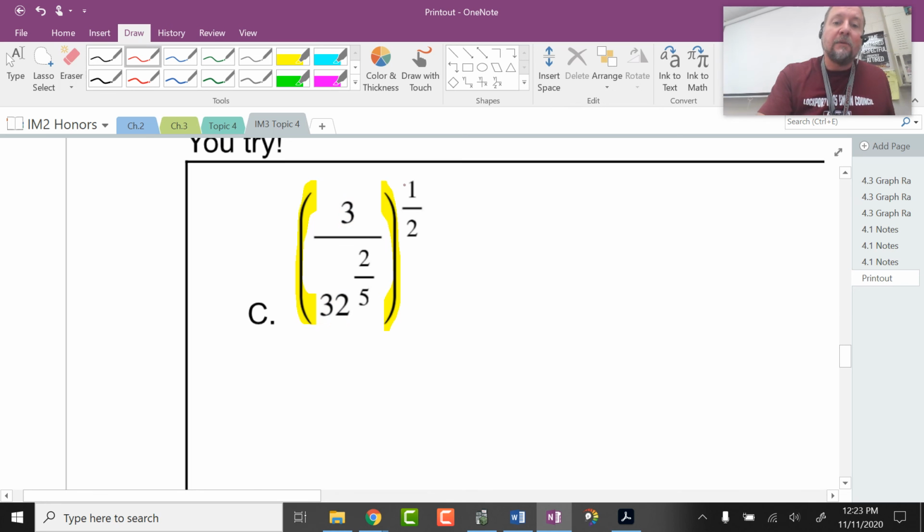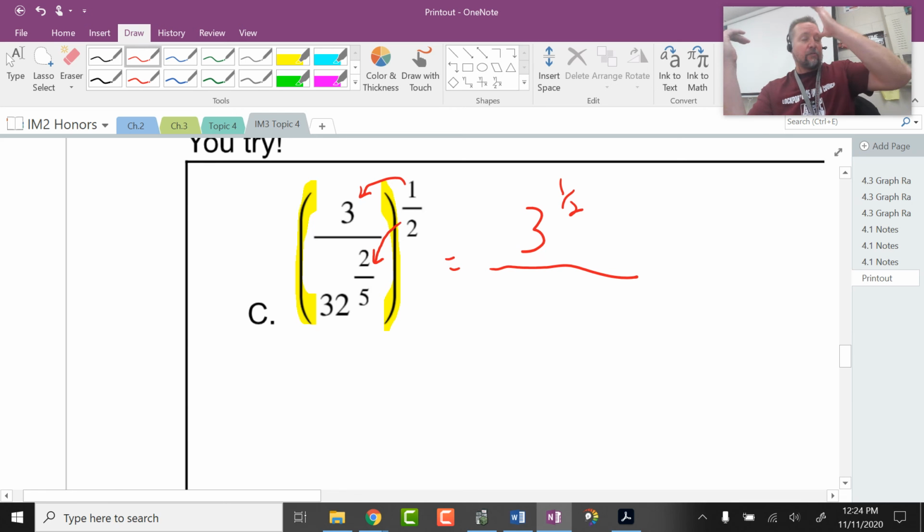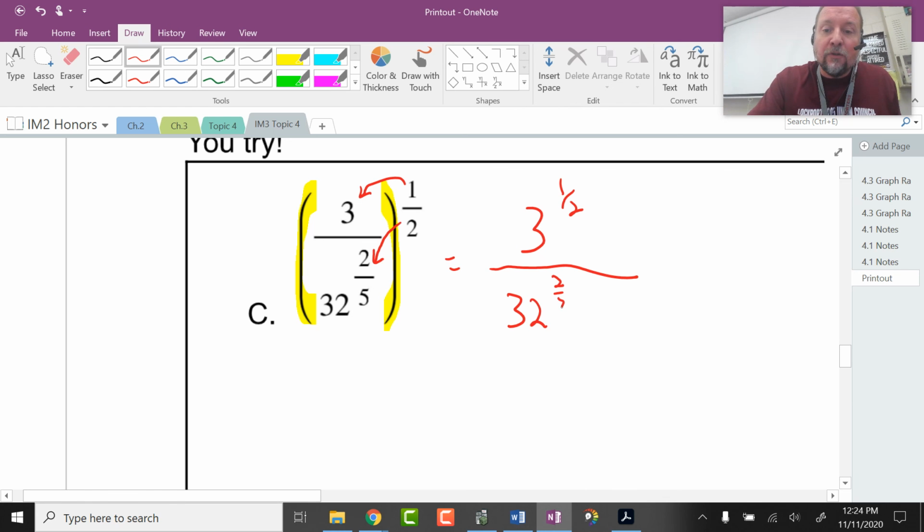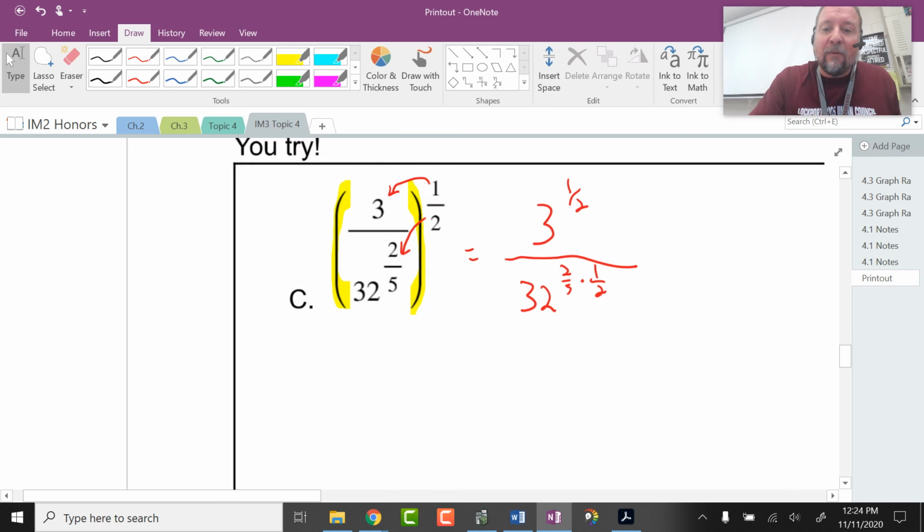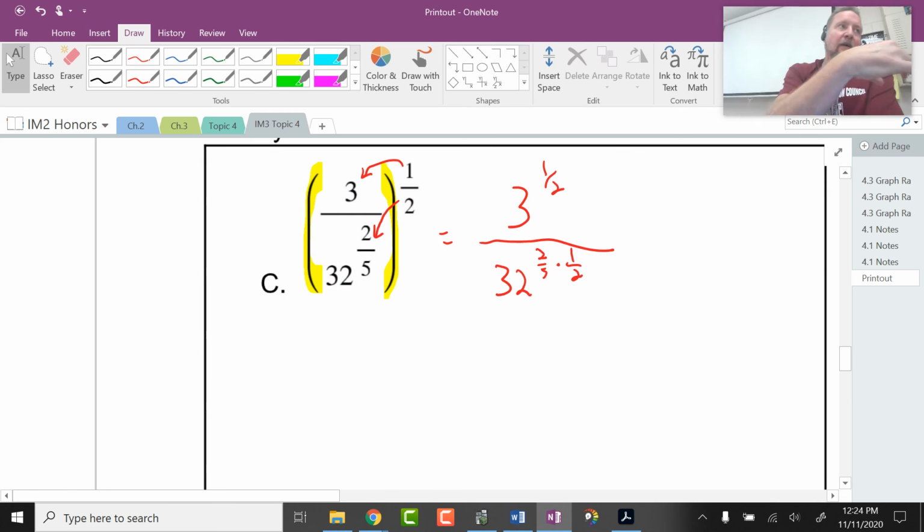So that leaves me with having to take this half power and distribute it. So I end up with 3 to the half, which isn't nice. The square root of 3 does not evaluate nicely. And then in the bottom, I get 32. I'm going to write this again for the fractionally challenged. When I multiply these, that's what happens when you distribute the power into the fraction. The 2's cancel, cross cancel. And then this ends up being 32 to the 1/5.